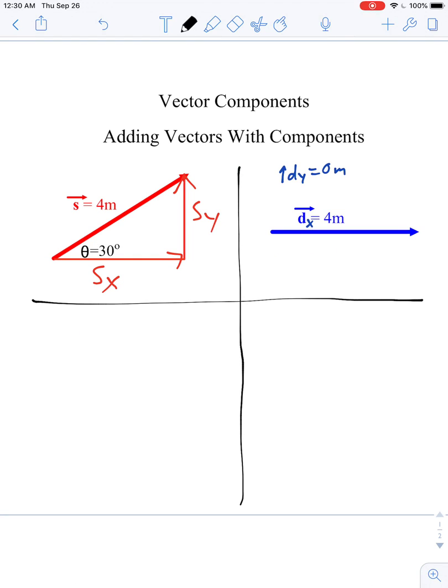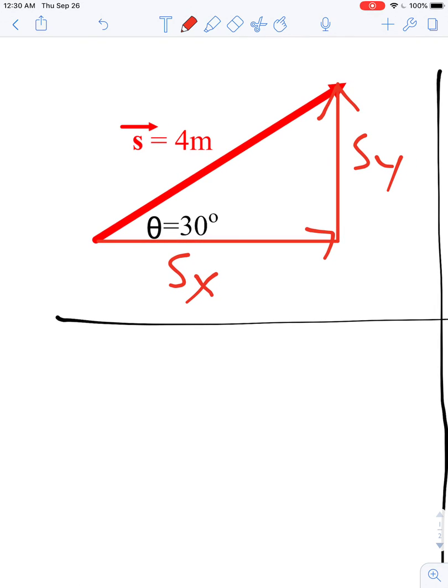Okay, the battle with this is staying organized. Okay, so starting with my vector S for the vertical component, S sub Y. Okay, so I'm given this is like the hypotenuse of the triangle, right? And then this piece over here would be the opposite piece. In other words, it's on the other side of the triangle from the angle. Okay, so the trig function that relates opposite and hypotenuse is the sine function.